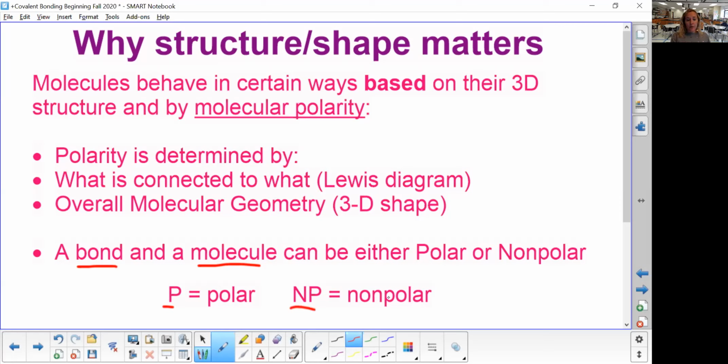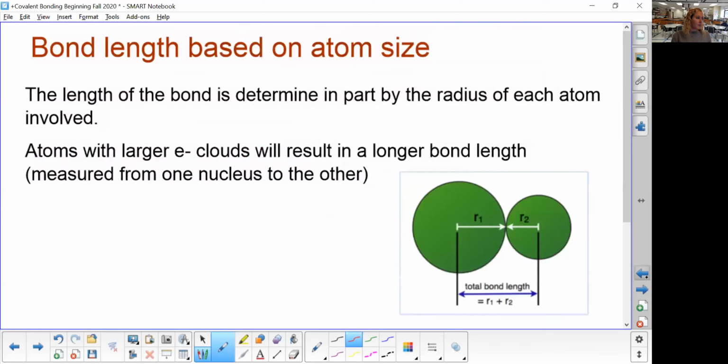In your lab, you will be looking at the whole molecule polarity, but in order to do that, sometimes you have to decide if a bond is polar or nonpolar first. So that is what we're going to be working towards: identifying whether something is polar or nonpolar.